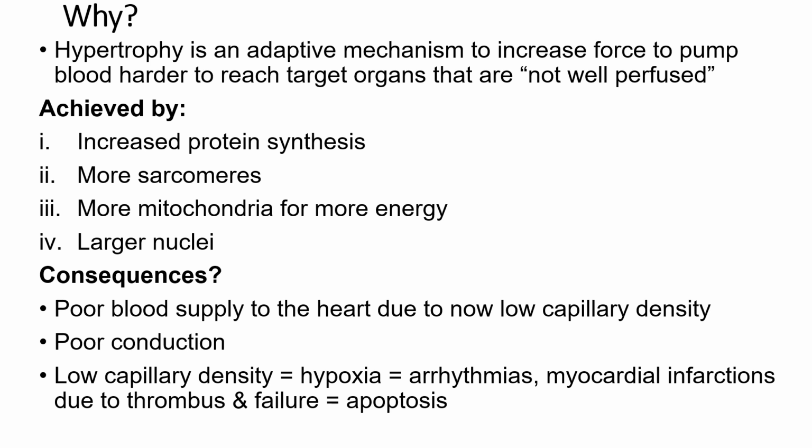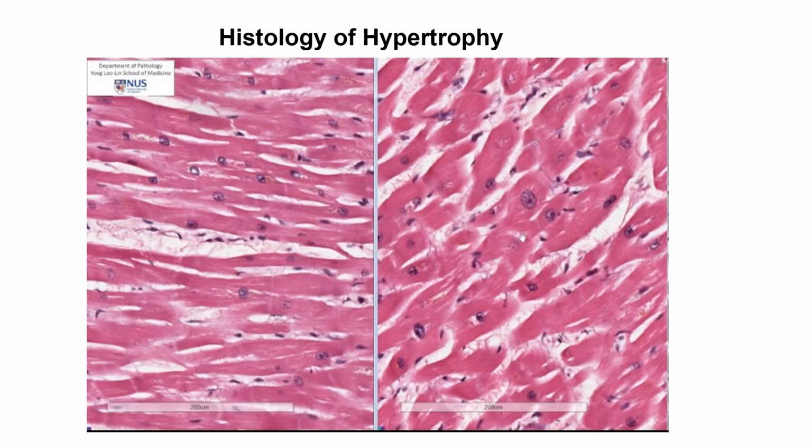Then we'll have low capillary density. We have talked about it. A low blood supply because the vessels are not able to reach deeper into the muscles and further, causing hypoxias that cause arrhythmias, myocardial infarctions, lead to thrombosis and failure, causing apoptosis or programmed cell death.